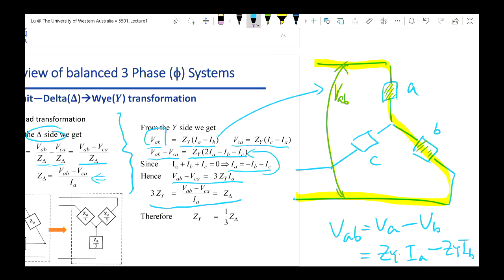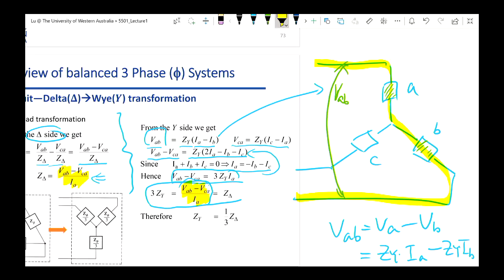Actually, from this step, what we have derived is this step. So 3ZY equals this thing, but this term is the same as this term. And then these two things are linked together. You get 3ZY equals Z delta, and ZY equals 1/3 of Z delta. Get that? Again, I will not request you to memorize this, but you must know how to use it. If you see some balanced load, you must know how to convert that to the equivalent Y-connected pattern. Get that? Easy stuff, okay?